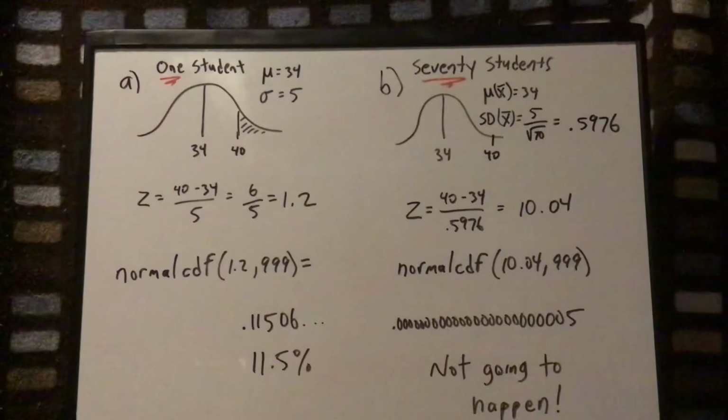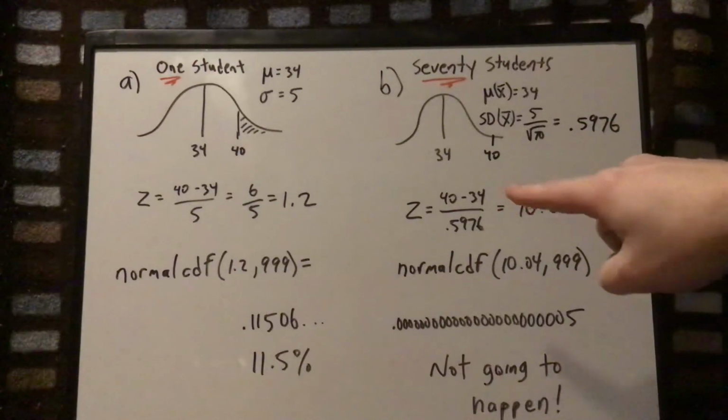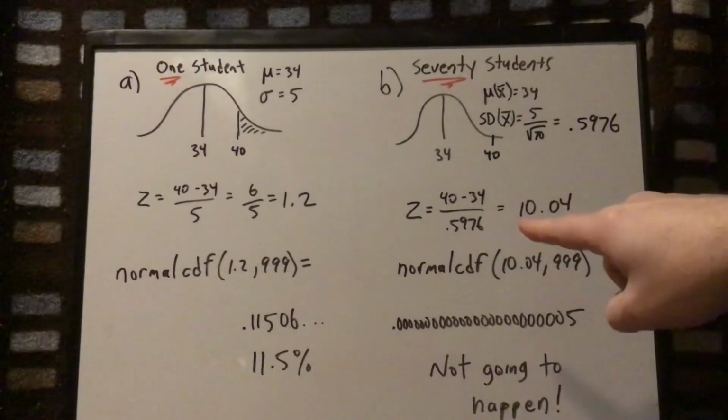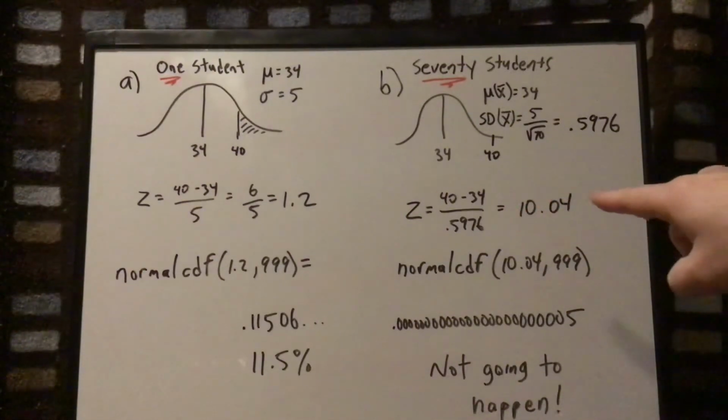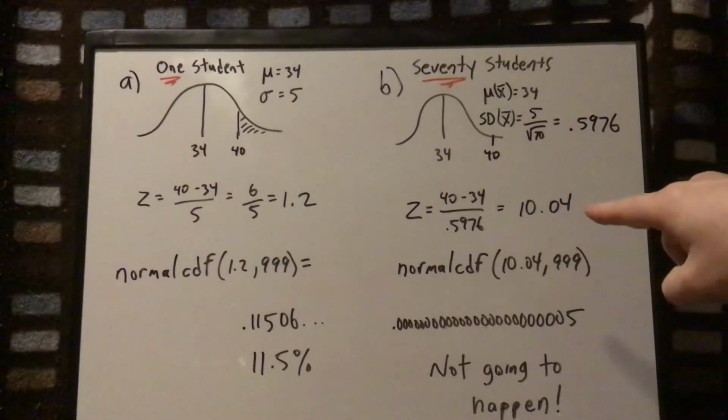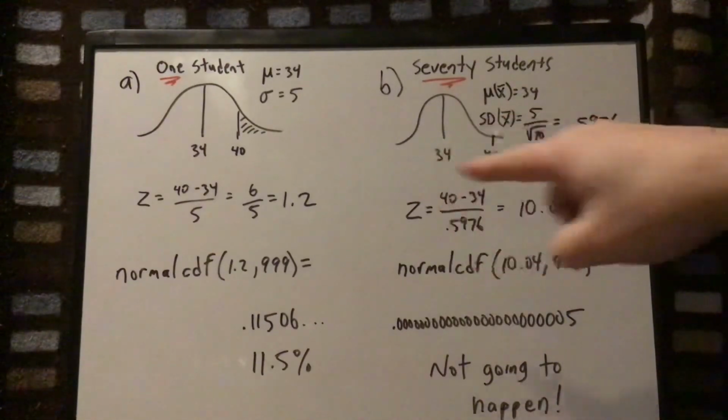So now notice how this has an effect. What's the chance all 70 students would have an average of 40 minutes? Well, we would take 40 minus 34, but now divide it by the group of 70's standard deviation. And that's 10.04 standard deviations away. That's a lot farther than the individual.